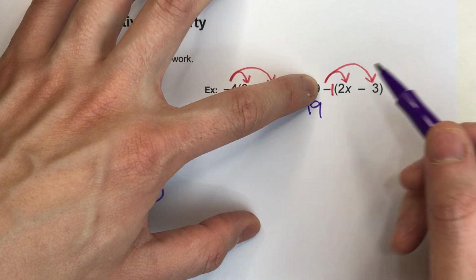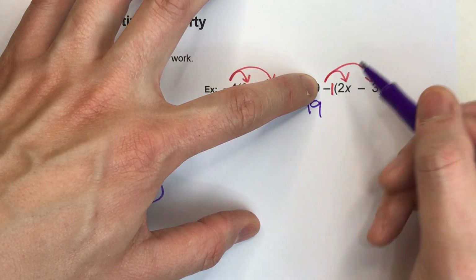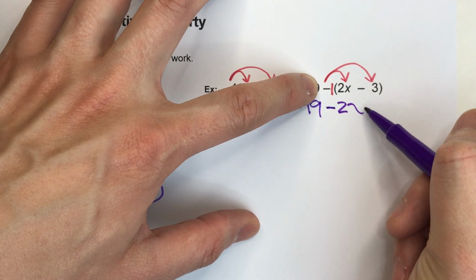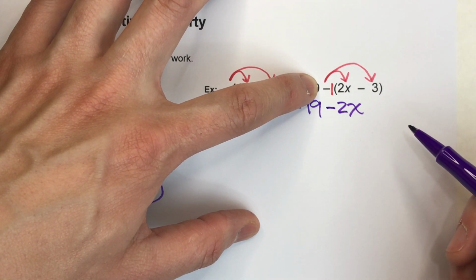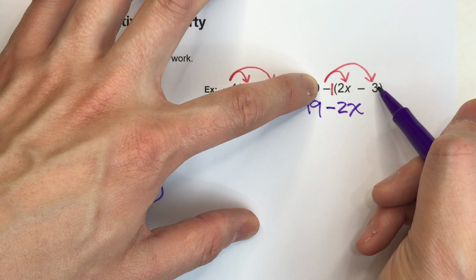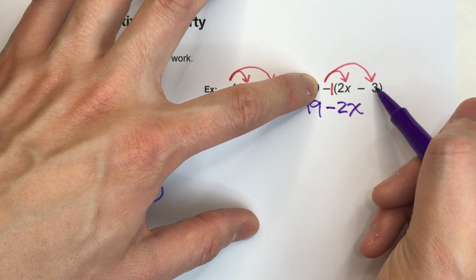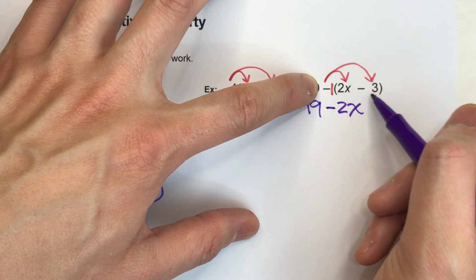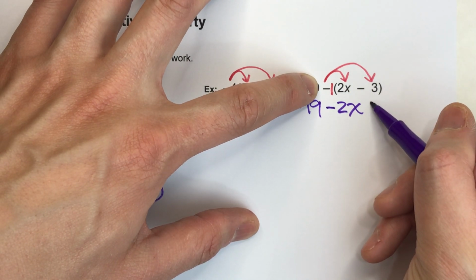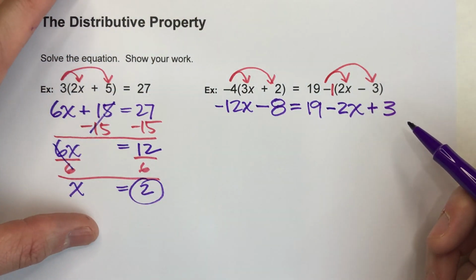All right, so let's do that. Negative 1 times 2x is negative 2x, so I'll write minus 2x. And negative 1 times negative 3, remember that minus sign's attached. Negative 1 times negative 3 is positive 3, so I'll write plus 3.